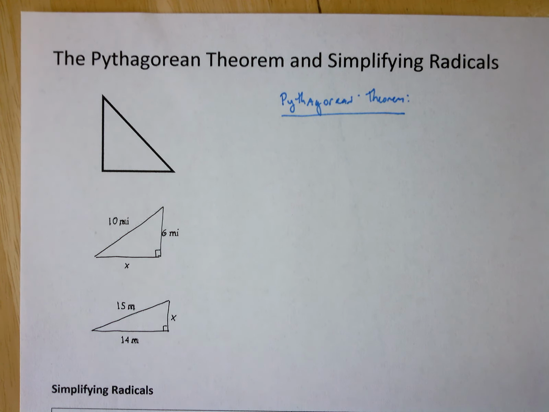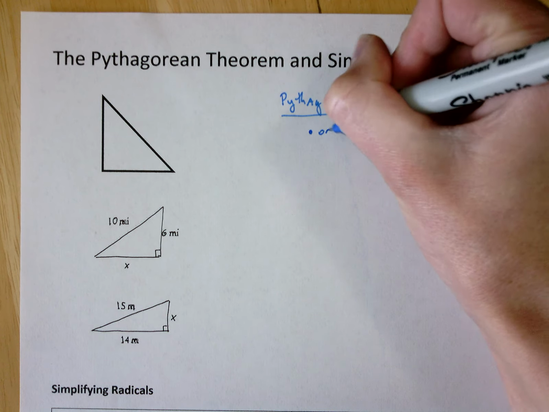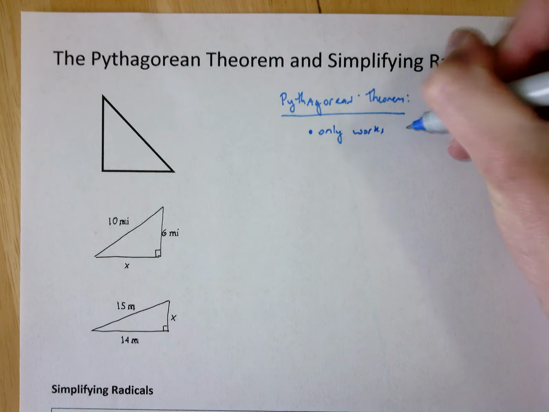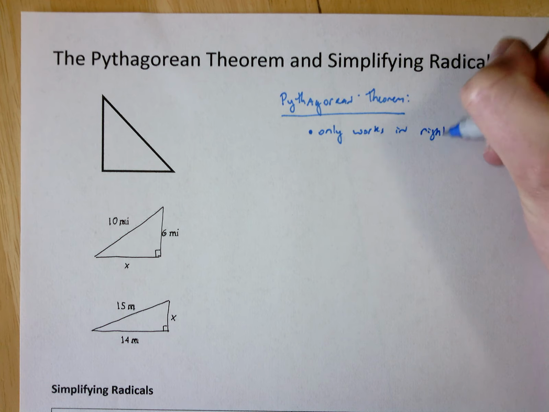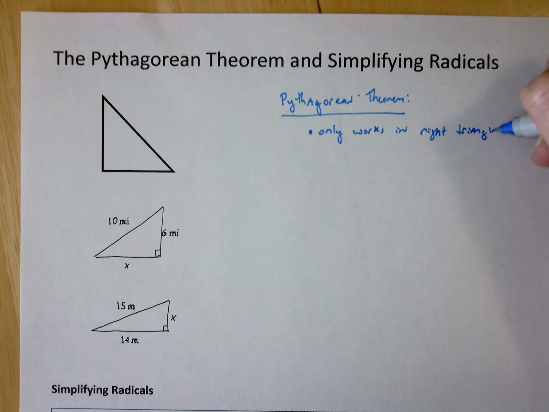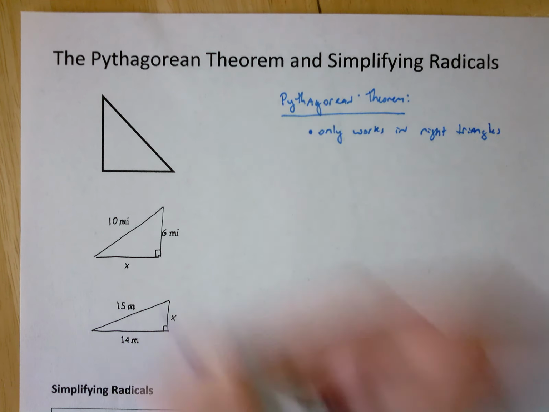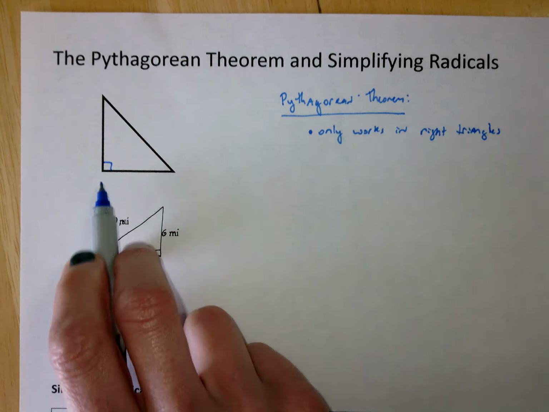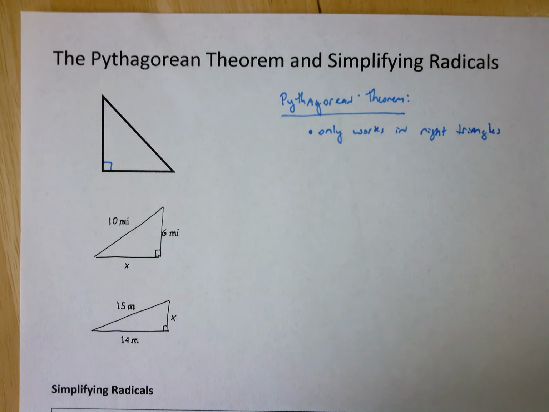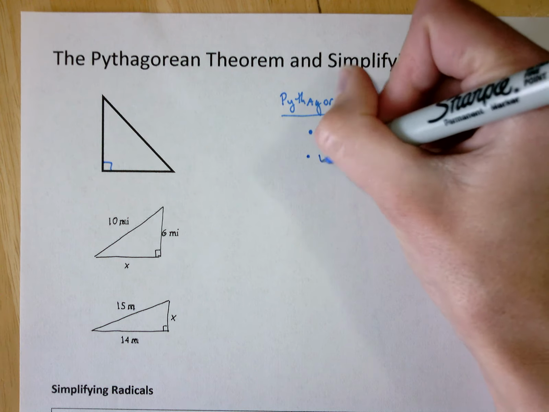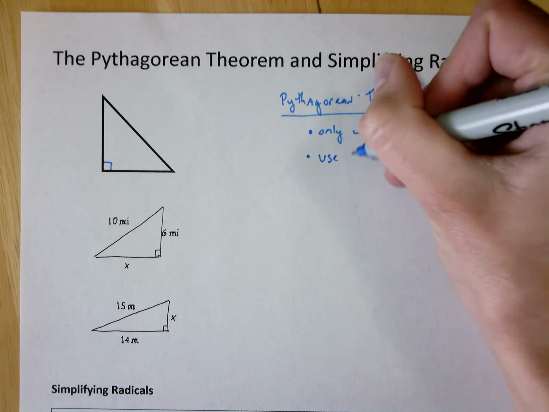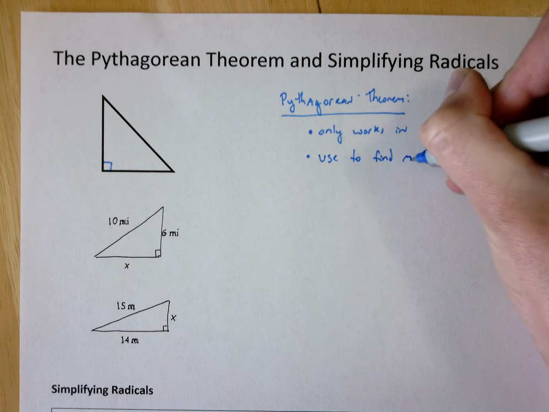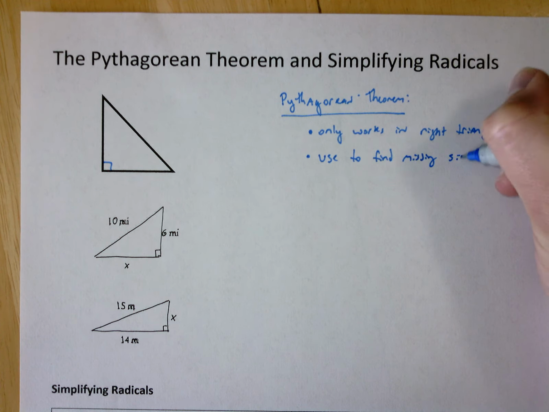Okay, so the first thing that you need to know about the Pythagorean theorem is that this only works in right triangles. That is important. You can't do it any other time. It only works when you have a right triangle. Okay, so this is a right triangle. We use that little box in the corner to show it's a right triangle. Okay, the point of the Pythagorean theorem is that you use it to find missing sides of, again, right triangles.